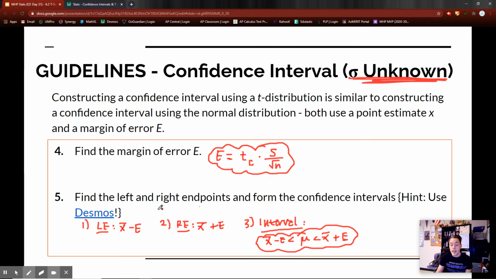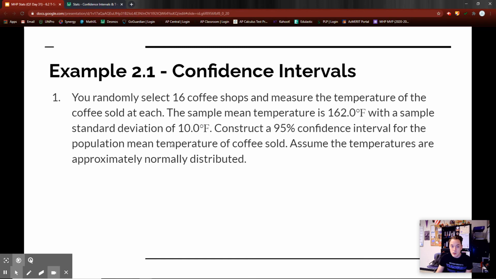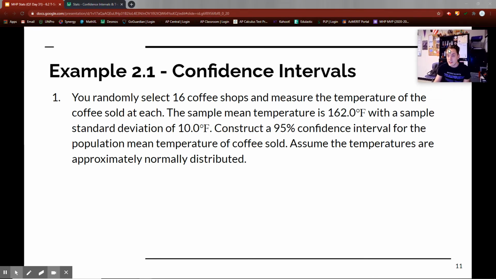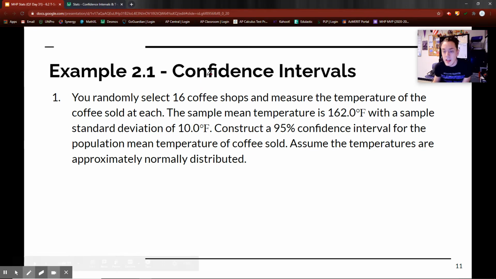All right, and so we are now going to go to our first example. These two examples I am going to solve probably by hand, and then the rest of the examples I will solve using Desmos. So you randomly select 16 coffee shops and measure the temperature of the coffee sold at each. The sample mean of the temperature is 162.0, so automatically I'm going to say x bar equals 162.